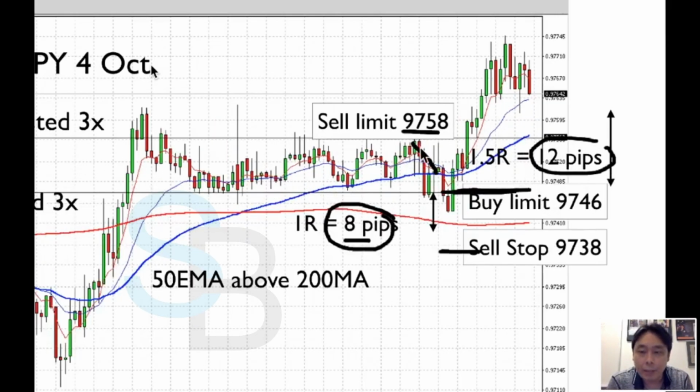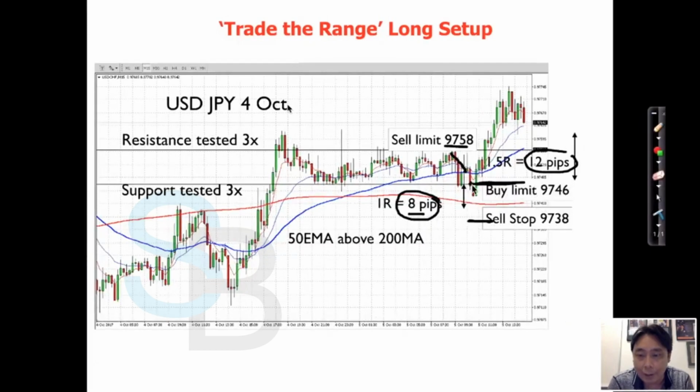And you can see the price came down and it hit 9746, so it filled my order. I bought at 9746, and sure enough, it went down again. So again, sometimes it can keep going down, right? But it did not hit my stop loss. It reversed, boom, and hit my profit target. And that was another winning trade on the 4th of October on dollar yen.